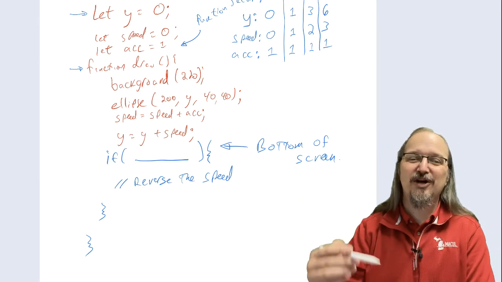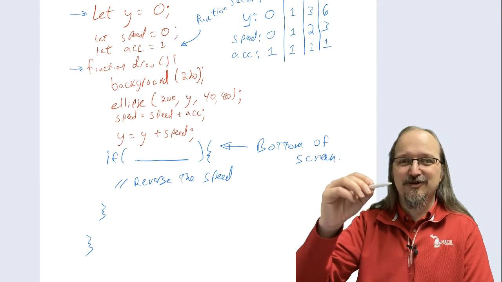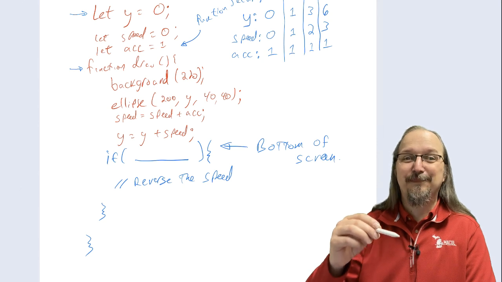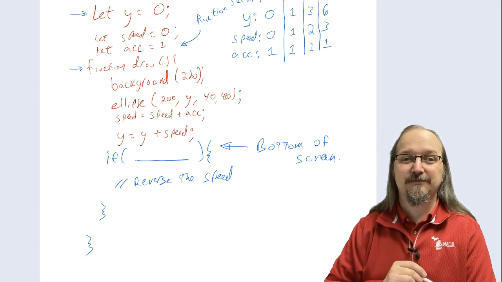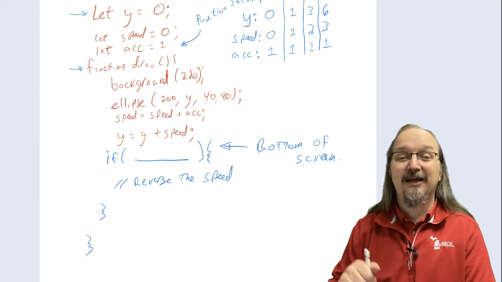I want you to create this code that has an object that's falling and it gets faster as it falls. When it gets to the bottom of the screen, it bounces and it goes back up. All right? See you tomorrow.